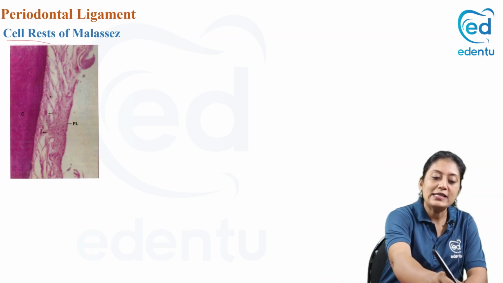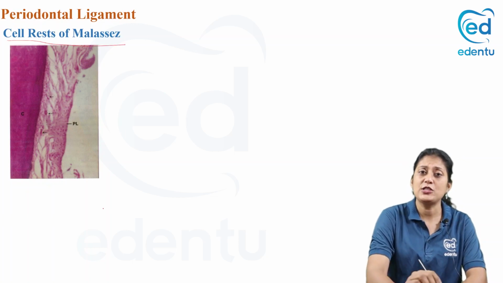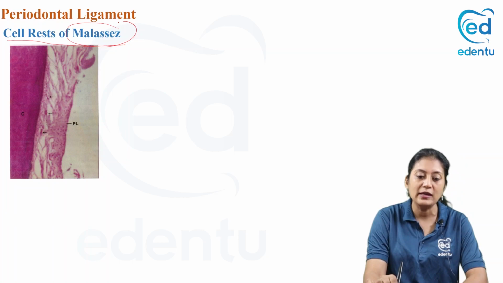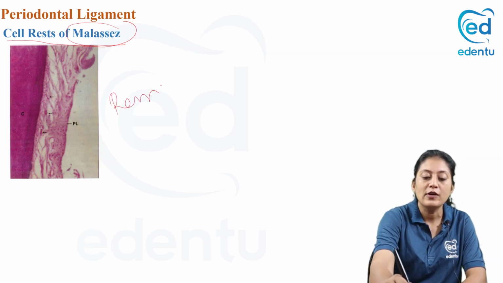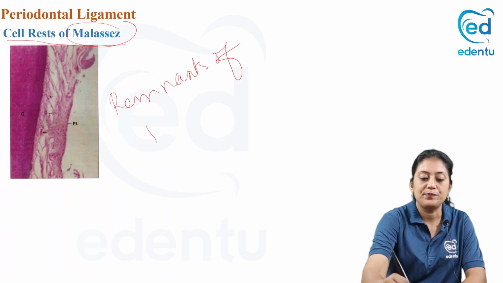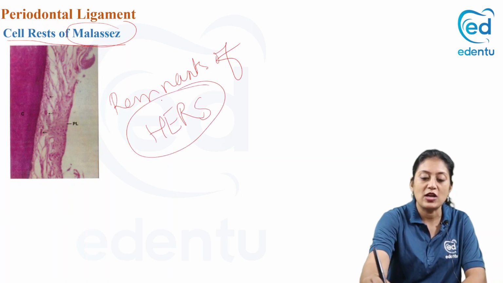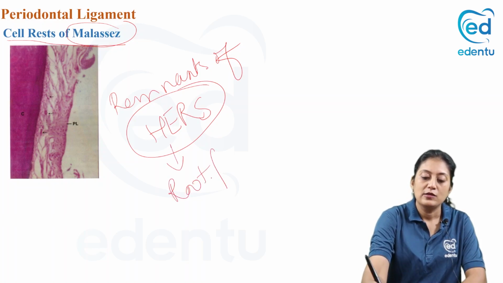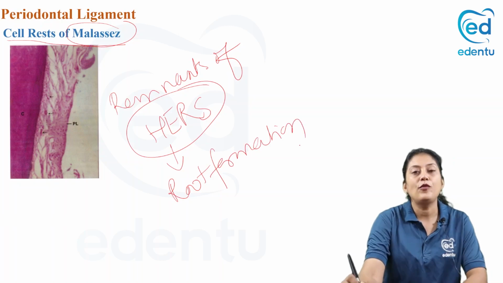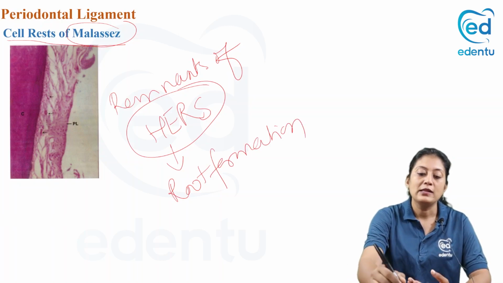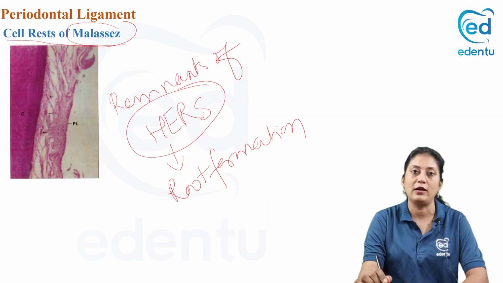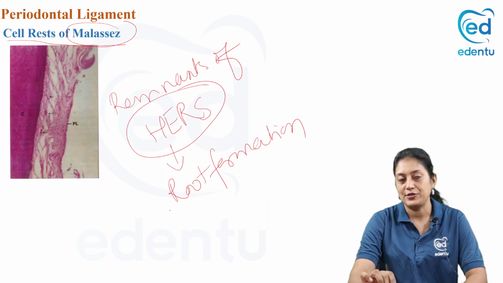Whereas one unique cell that is seen in PDL, which is not seen in any other connective tissue or any other part of the tooth or bone, is the cell rests of Malassez. Malassez was the person who first described it. What is this? They are remnants of Hertwig's epithelial root sheath. Hertwig's epithelial root sheath is a structure during tooth development. It is very, very important for root formation. Whenever root formation is over and cementum is formed, this Hertwig's epithelial root sheath will disintegrate, but the remnants will be left behind in the periodontal ligament. Those remnants are called cell rests of Malassez.